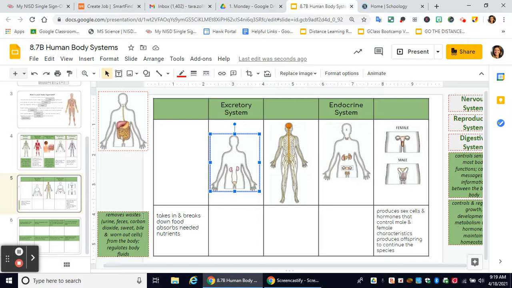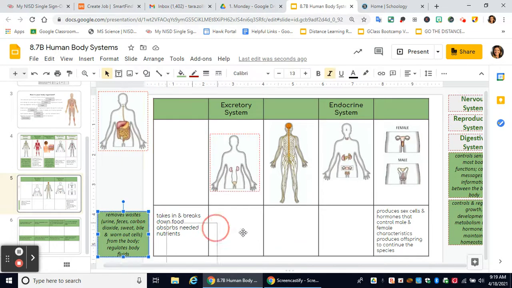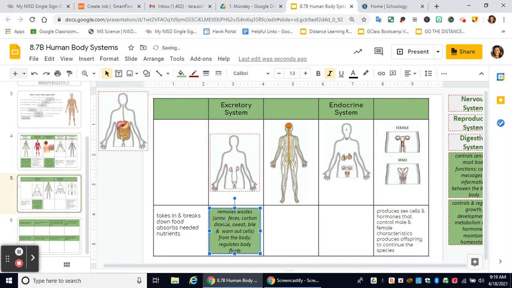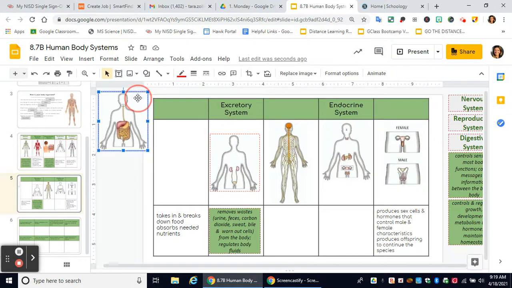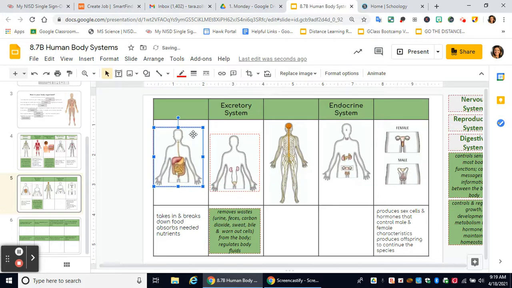Removes wastes. Okay, let me see if I can drag. Yeah, so your excretory system removes wastes: urine through your bladder, feces, carbon dioxide, sweat, bile, worn out cells from the body, and it regulates fluids. Okay, and this here looks like your digestive system because I see the stomach and your large and small intestine. It takes in nutrients, breaks down food, absorbs needed nutrients.